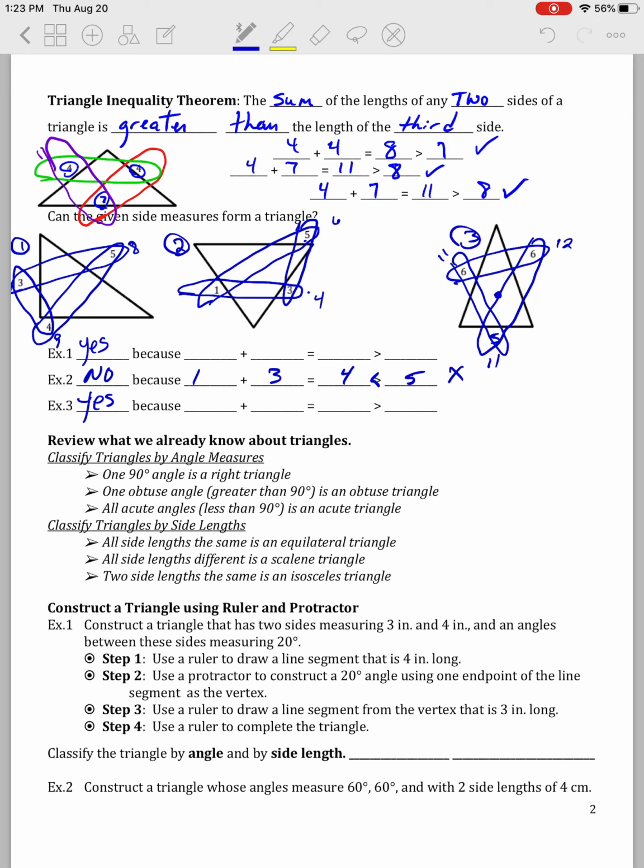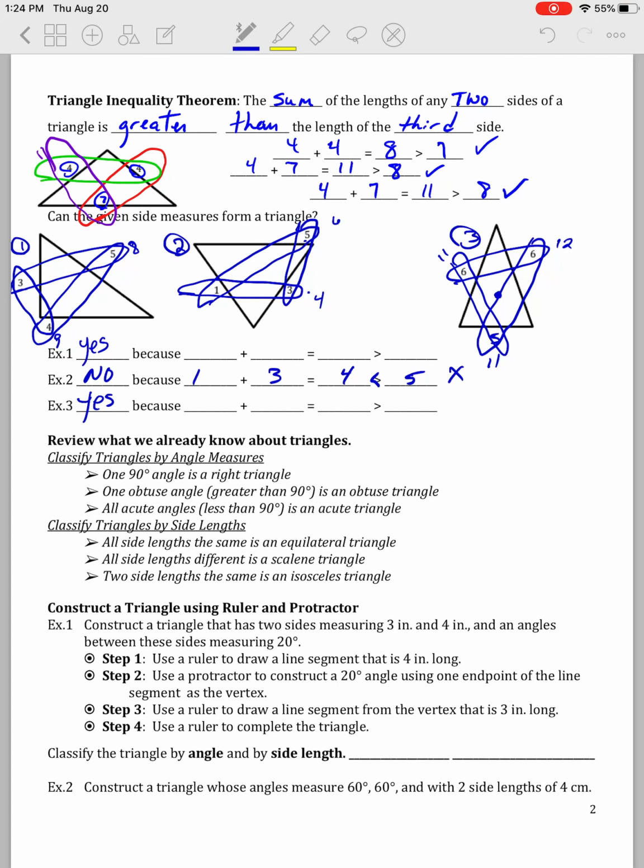A little review. Review what we already know. Classifying triangles by angle measures. A triangle with one 90-degree angle is a right triangle. If you have one obtuse angle, something that's greater than 90, that means you have an obtuse triangle. And if all the angles are less than 90 degrees, it's an acute triangle. If you want to classify by side lengths, if all side lengths are the same, it's equilateral. If all side lengths are different, it's a scalene. And if two of them match, that means it's an isosceles.